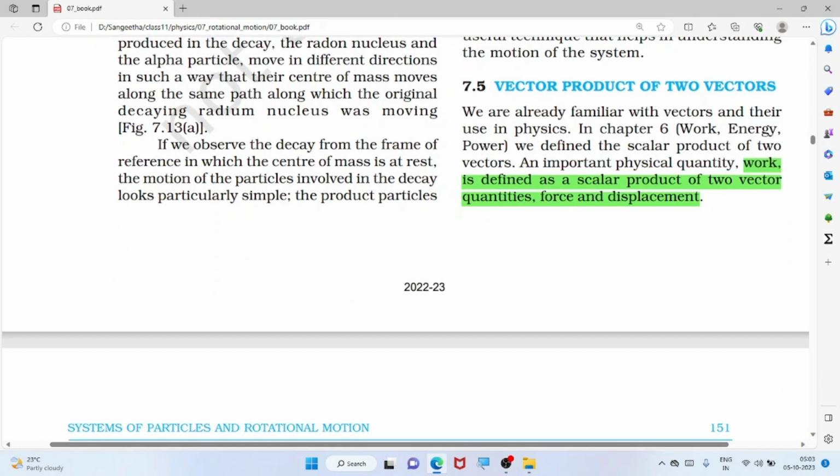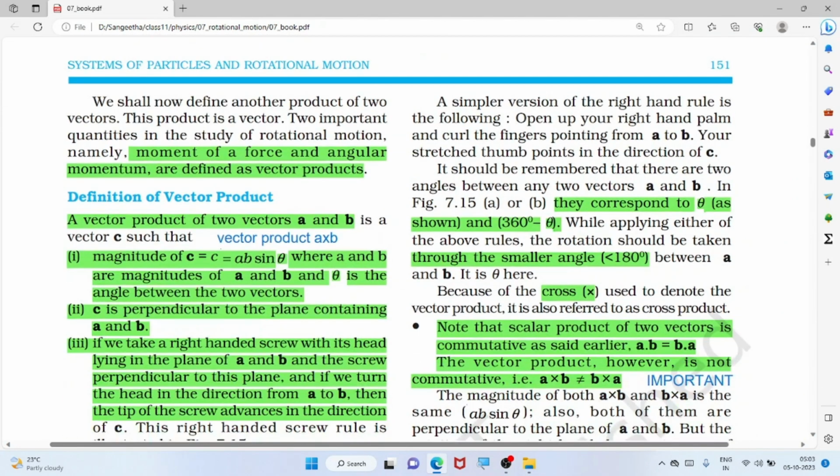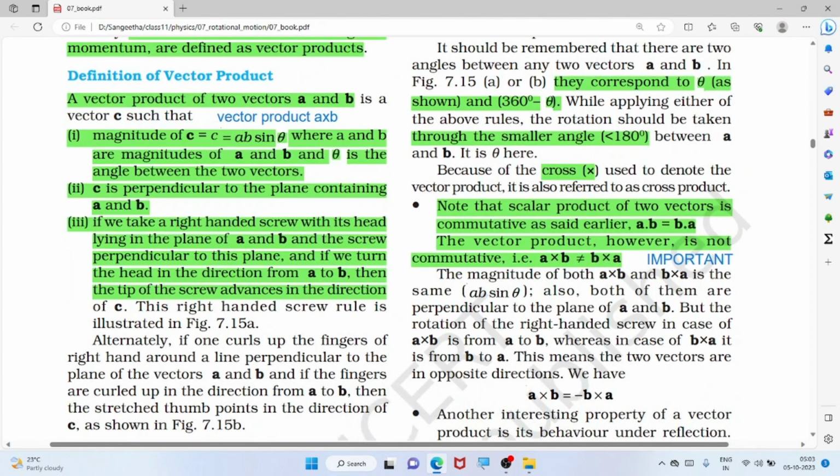Vector product of the two vectors. The vector product of the two vectors A and B, that is A cross B, is equal to AB sin theta, where theta is the angle between A and B. For the direction of the resultant vector, you can apply the right hand screw rule.